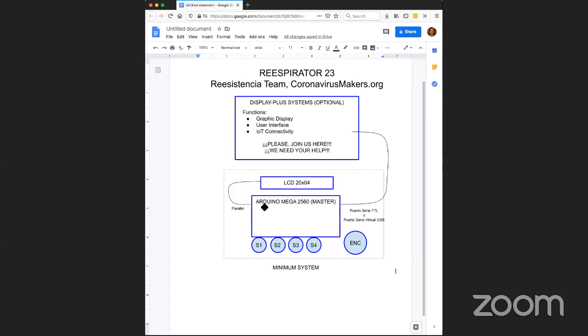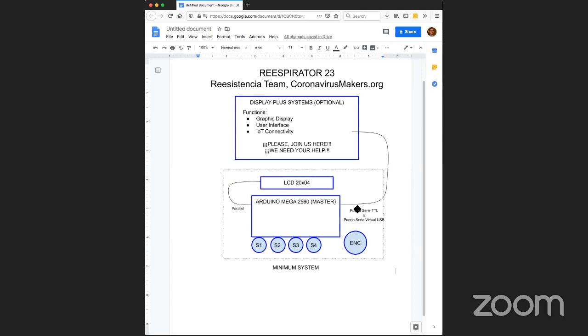The minimum system is an Arduino Mega 2560 that works as a master. It is totally working. It has a small LCD, 20 by 4 characters, and some switches, push buttons, and an encoder. This is all you need to have it working. But as I said here, please join us. We need your help.